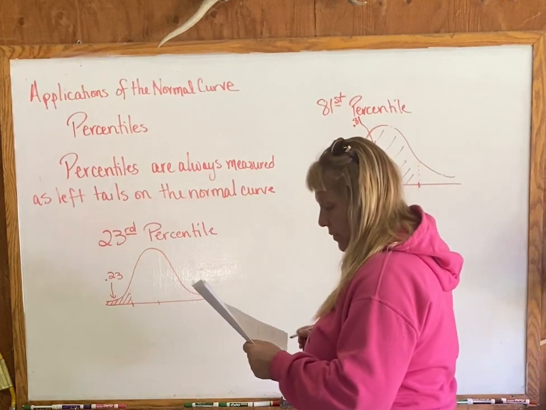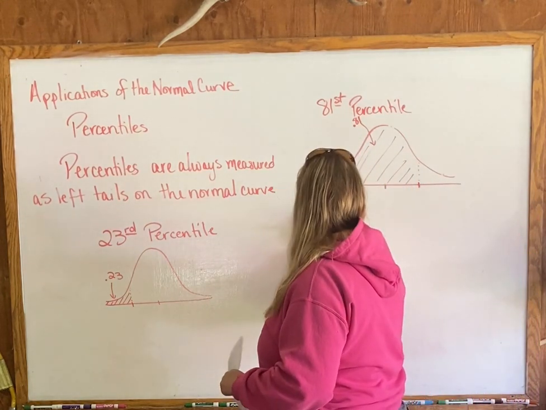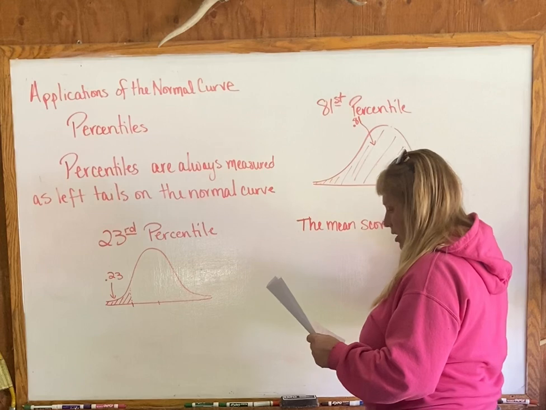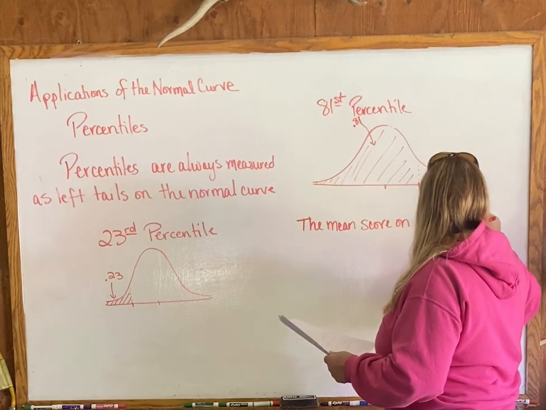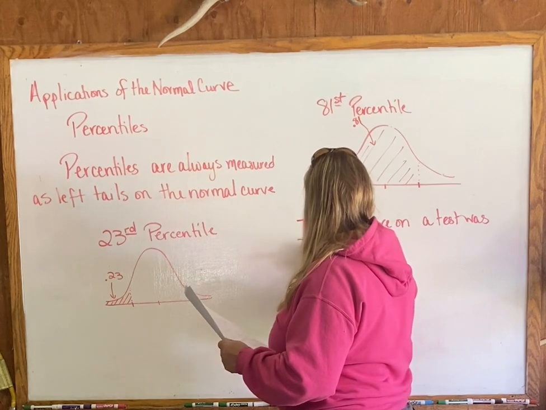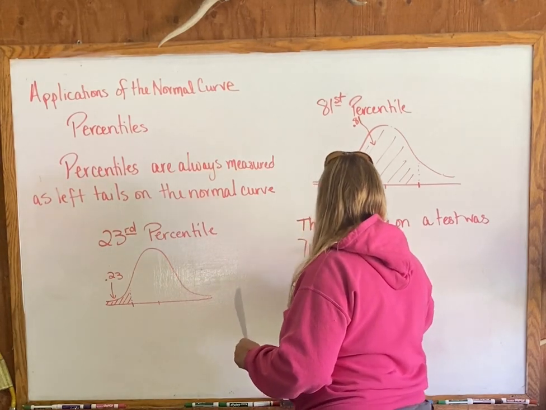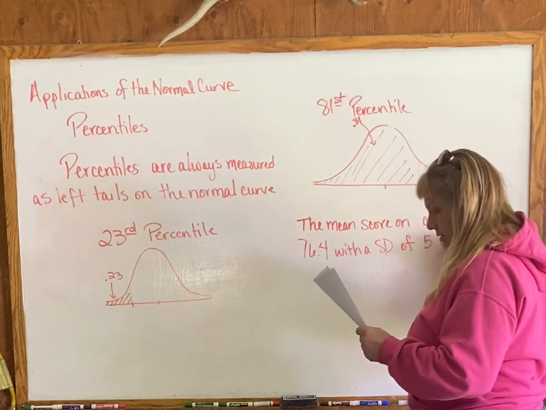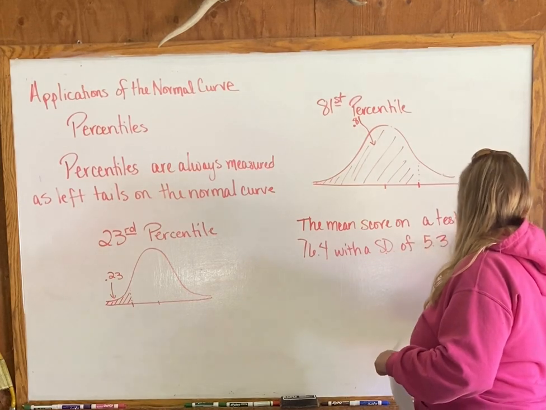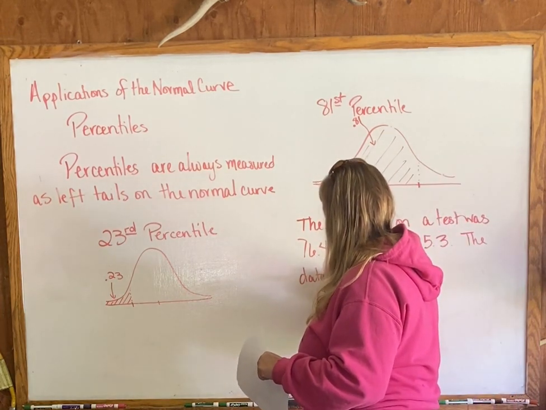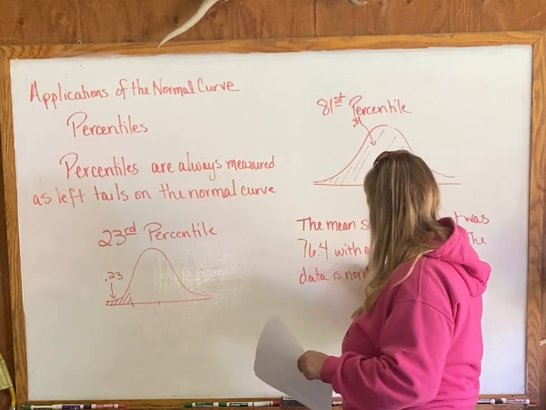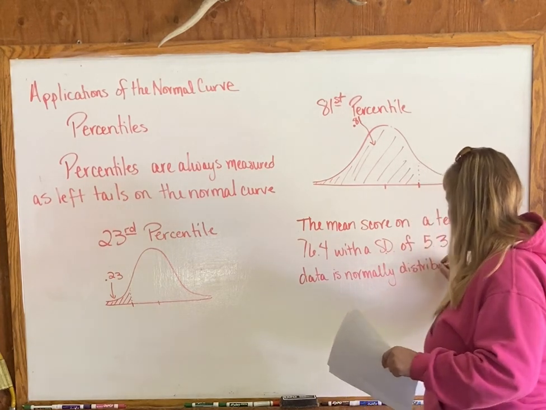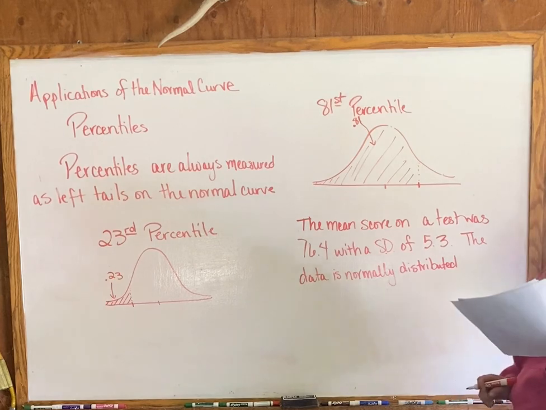So here is our example. This says the mean score on a test was 76.4 with a standard deviation of 5.3. The data is normally distributed. Remember, that's still very, very important in this section. Everything's got to be normal in order to continue to do the problem.